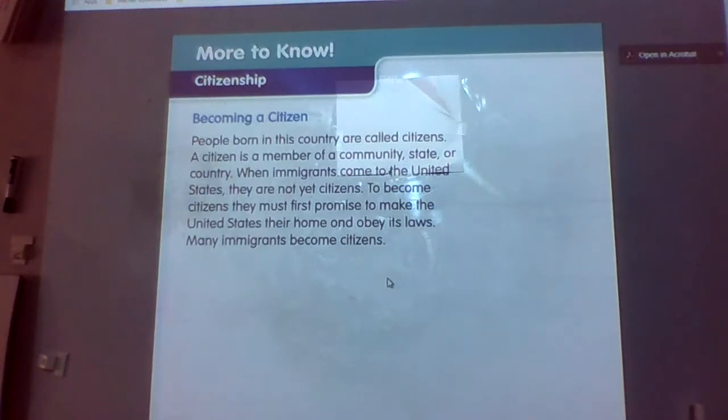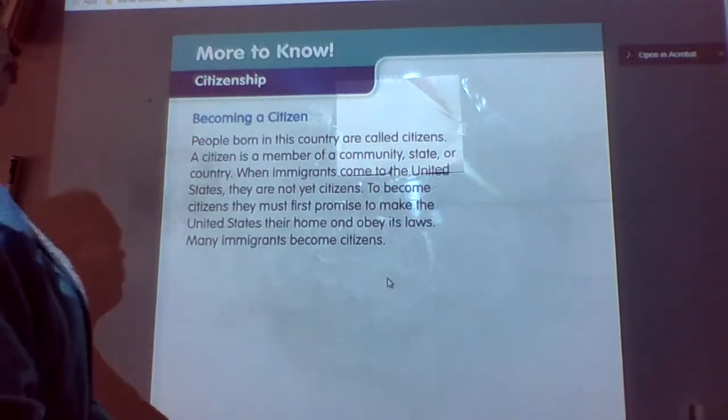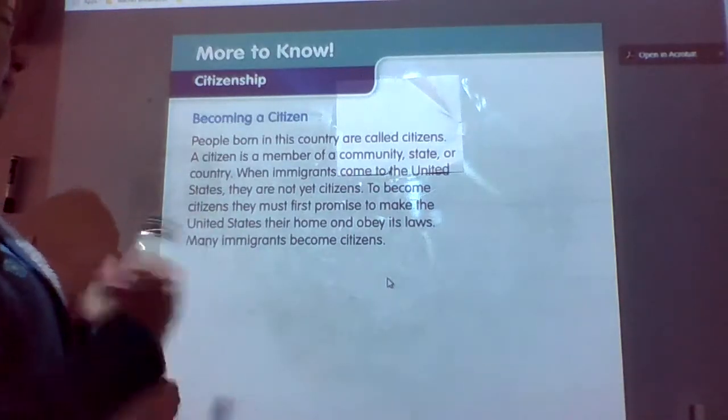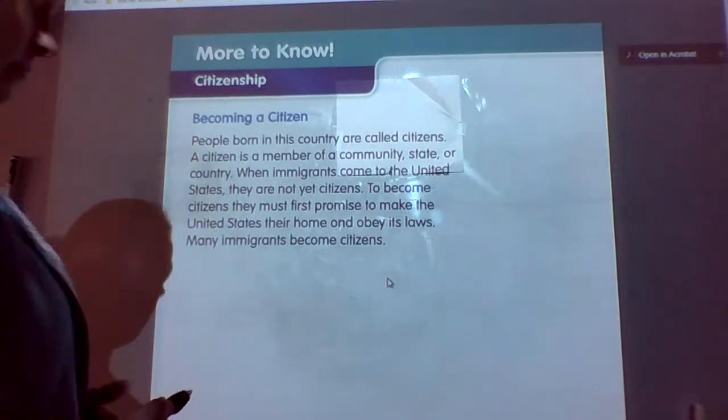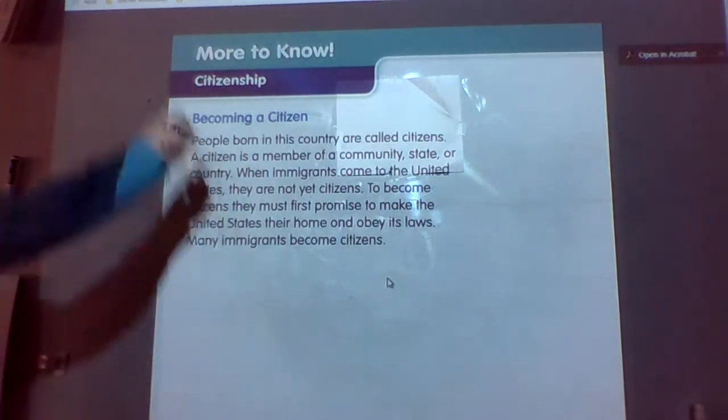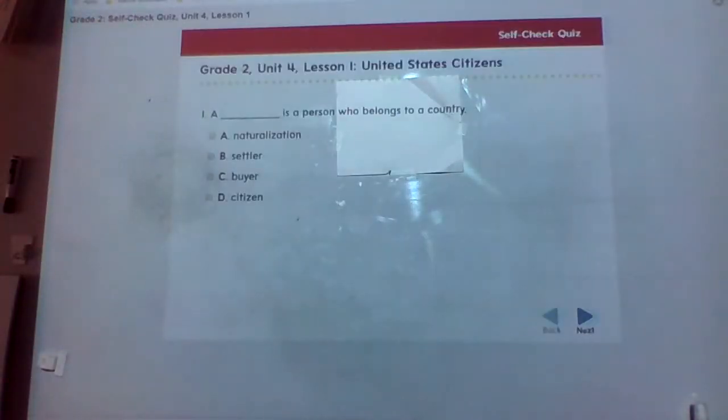People born in this country are called citizens. A citizen is a member of a community, state, or country. When immigrants come to the United States, they're not citizens. To become a citizen, they must first promise to make the United States their home and obey its laws. Many immigrants become citizens. Okay? Do they all? No, but most do.